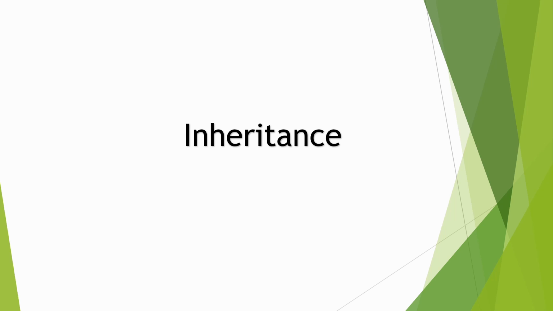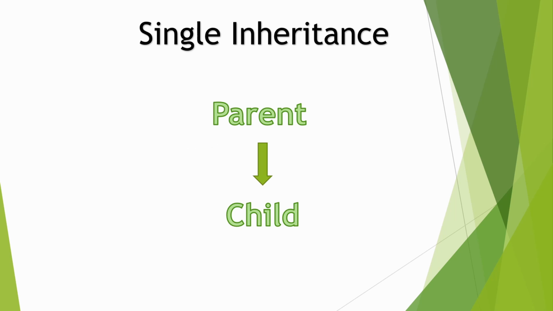So let's get started. Inheritance is an interesting concept in object-oriented programming languages. The child will get the properties of the parent, that is, some properties of the parent will be inherited by the child. So it is called inheritance. There are various levels in inheritance. This is a simple inheritance, also called single inheritance. It is just like a child getting the properties of a parent, so it is very straightforward.